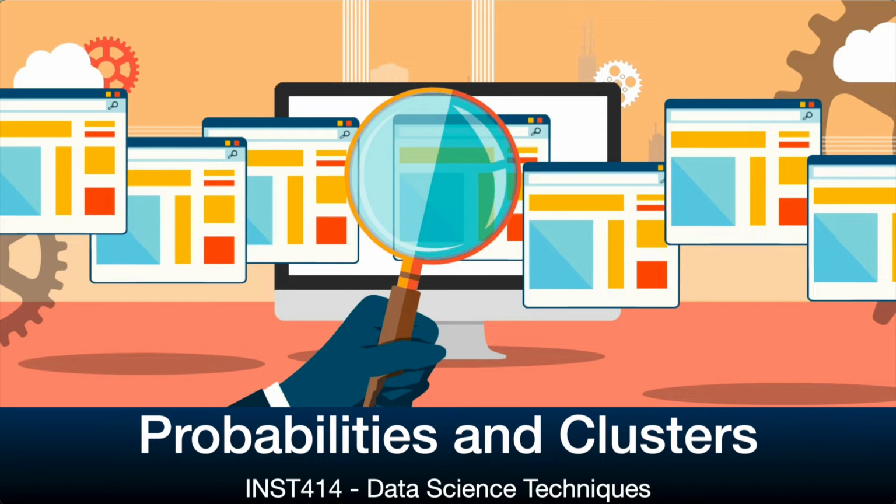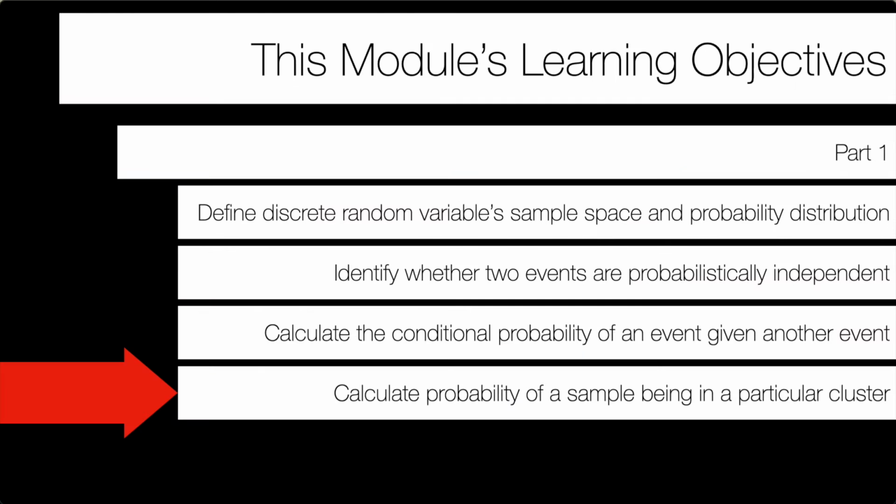In this part of the lecture, what we want to do is try and bridge what we've learned about probability and the clustering techniques that we learned in the previous module. So in the other videos for this part of the lecture, we talked about discrete random variables, probabilistic independence, and conditional probability. Here we want to talk about how probability applies to the clustering approaches that we've explored.